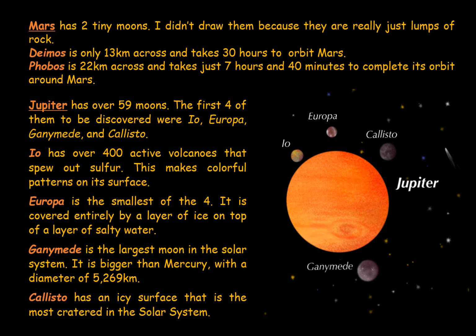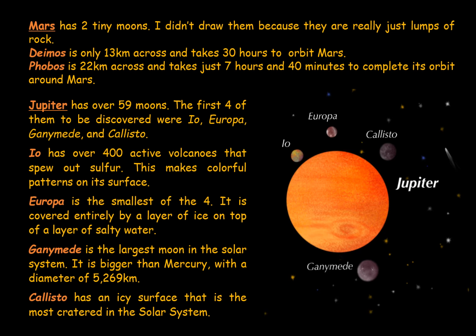Mars has 2 tiny moons. I didn't draw them because they are really just lumps of rock. Deimos is only 13 kilometers across and takes 30 hours to orbit Mars. Phobos is 22 kilometers across and takes just 7 hours and 40 minutes to complete its orbit around Mars.